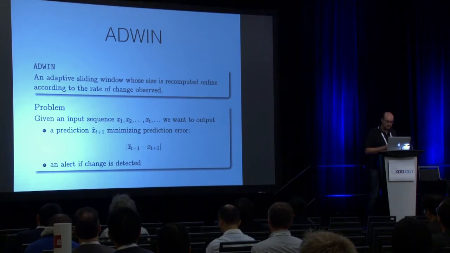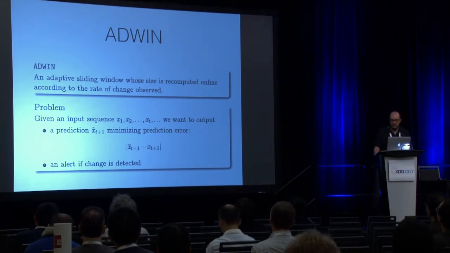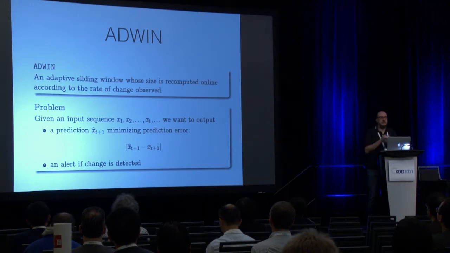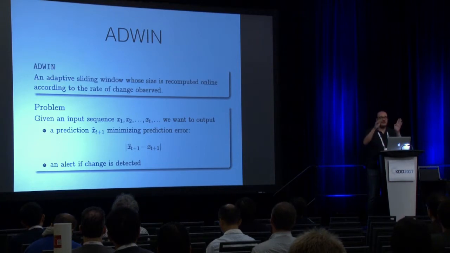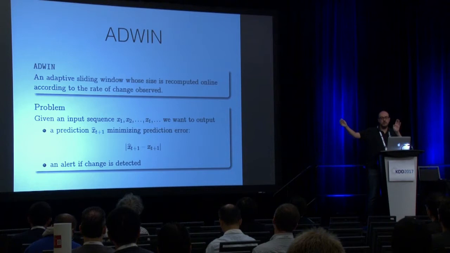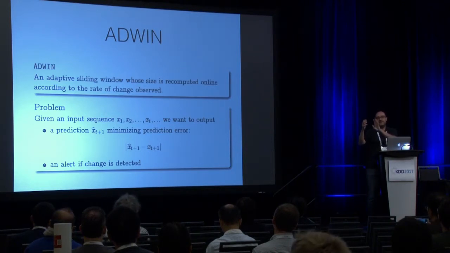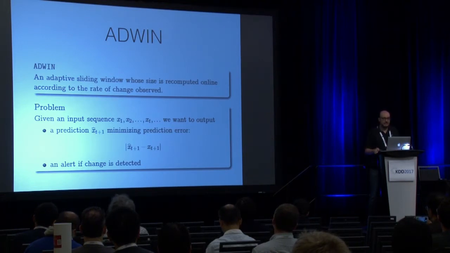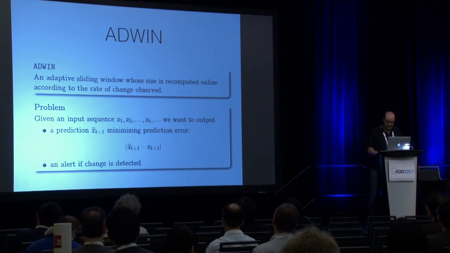So Adwin is an adaptive size sliding window method. The idea is that it keeps data from a sliding window, but there is no need of parameters. Adaptive means that if there is no change, the sliding window is going to grow, grow, grow. But if there is change, the sliding window is going to reduce only to keep the data that is consistent with the current distribution of the data. And the nice thing of this is that we really don't need to specify parameters.